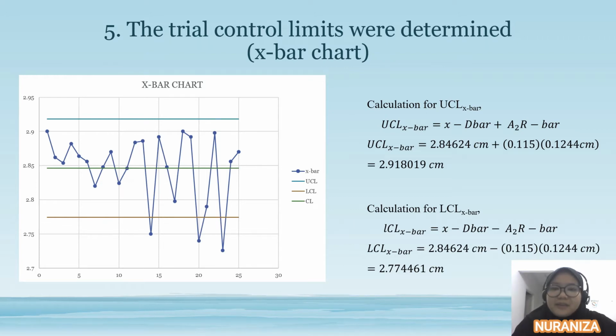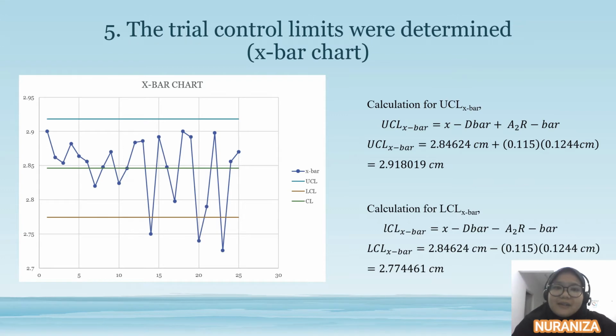After we get the upper control limit X bar, we go to the lower control limit X bar, where the difference is only at the sign. Previously on the upper control limit we plus, but for the lower control limit we minus. So the X double bar will minus with the A2, which is constant, times with R bar, which we get the lower control limit for the X bar is 2.774461 centimeter. After all the upper and lower control limits for the X bar get, we can use to create the X bar chart. So as we can see here, there are some points that are over the lower control limit that can be used to revise next.